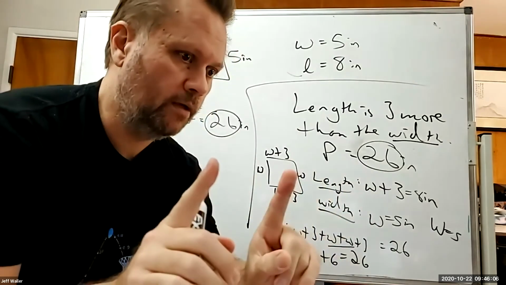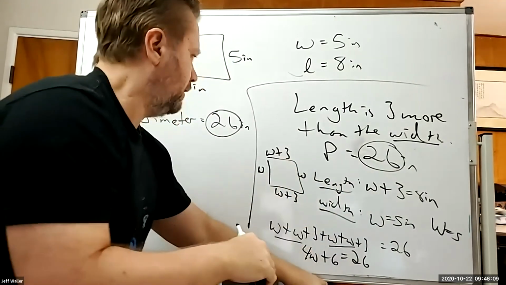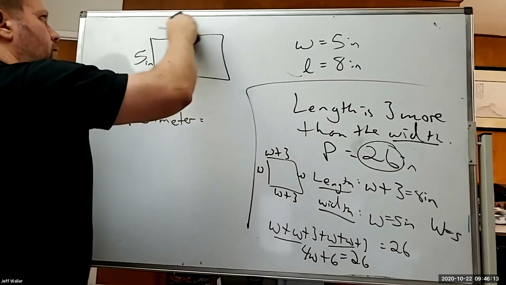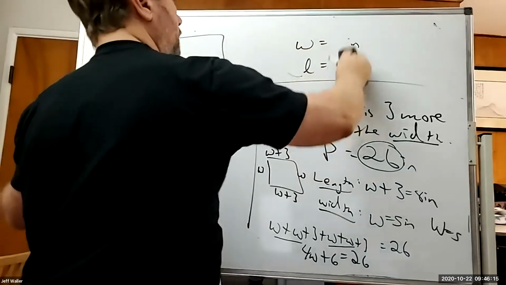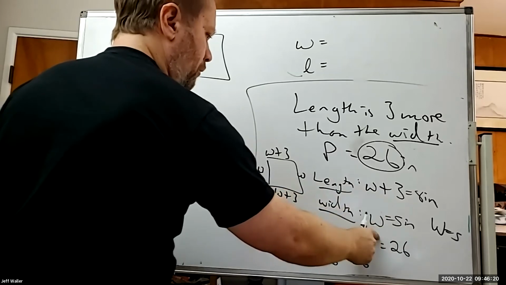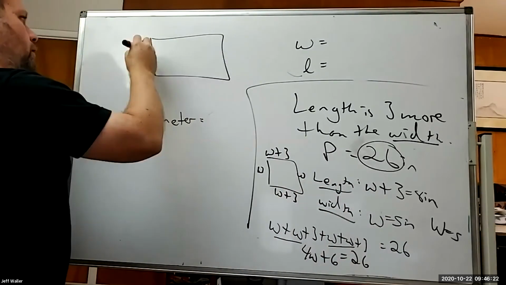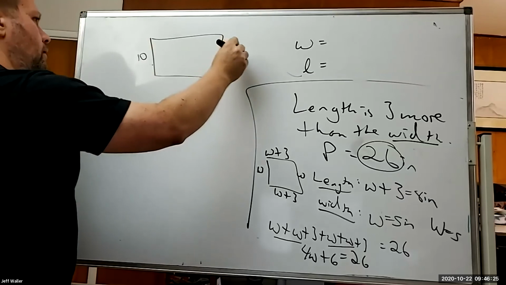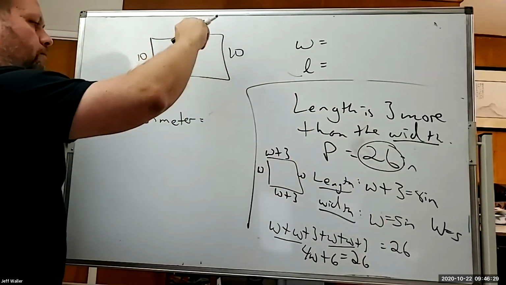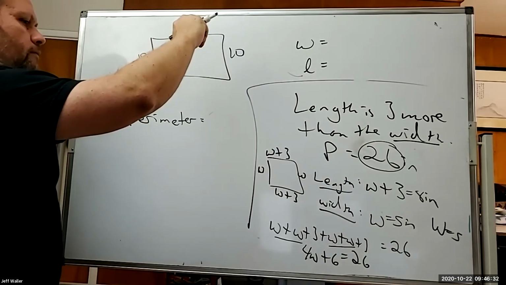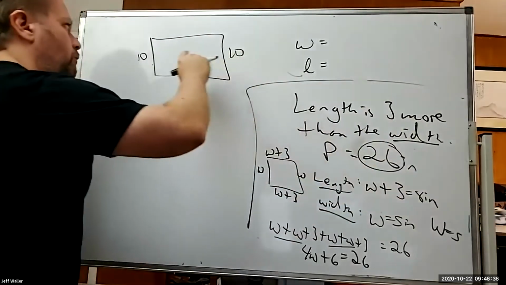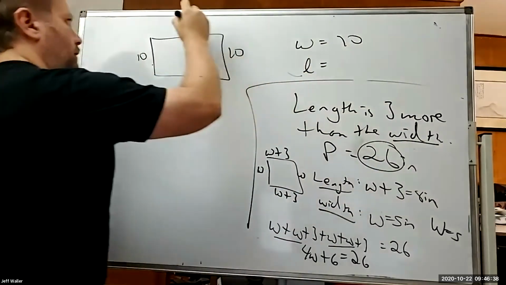Now stay with me. What if I start over? But I still want to use this. I still want the length to be 3 more than the width. So what if I make the width 10 and I still want the same relationship? What would the length be? If the width is 10, plus 3, yes, the length will be 13.